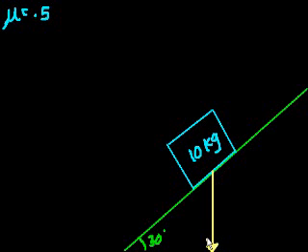Well, what's the force of gravity, first of all? If we assume acceleration of gravity is roughly 10 meters per second squared, then the force of gravity is 100 newtons, right? 100 newtons. That's what gravity's pulling down. The force perpendicular to the ground, or the component of gravity that's perpendicular to the ground, that's kind of pushing into the ground. I'll do that in green.